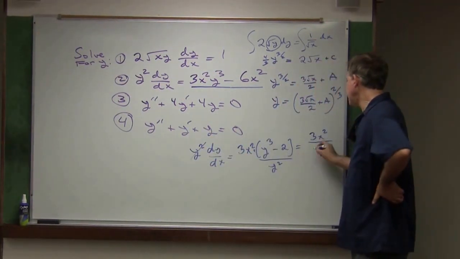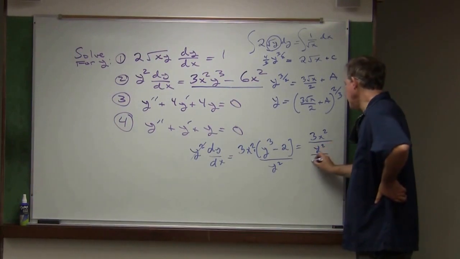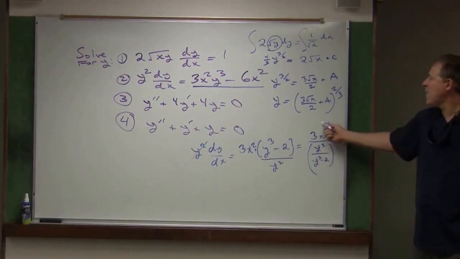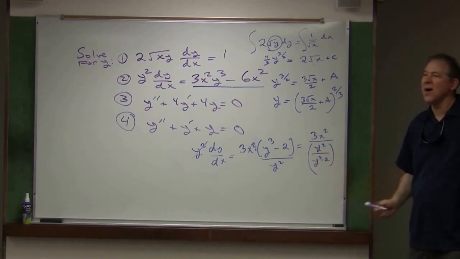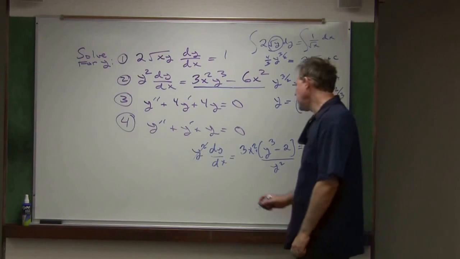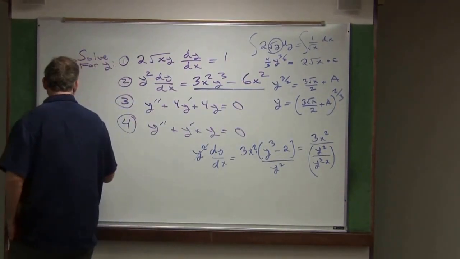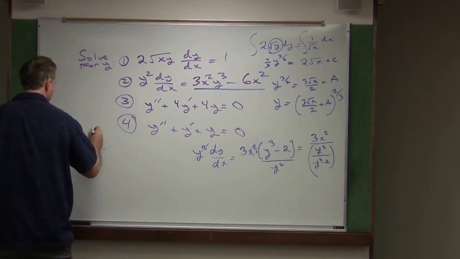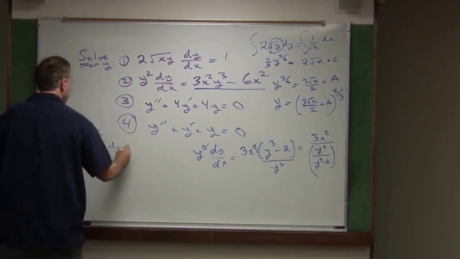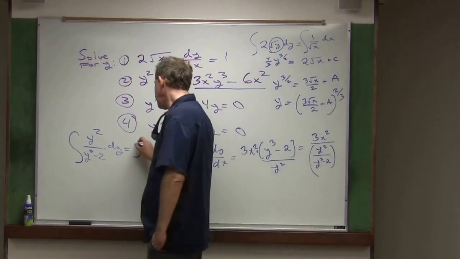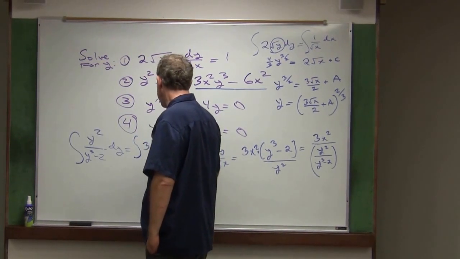And then you could think of this as y squared over y cubed minus 2. So it's in that separable form of a function of x divided by a function of y. Okay? So you want to separate and integrate. In other words, you want to integrate y squared over y cubed minus 2 dy is equal to the antiderivative of 3x squared dx, okay?